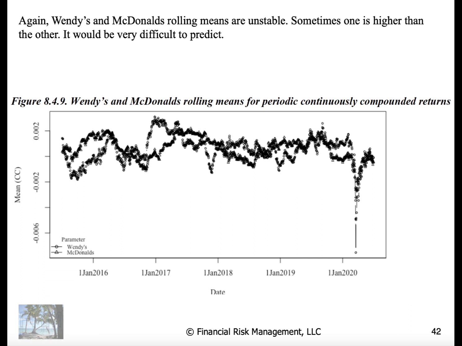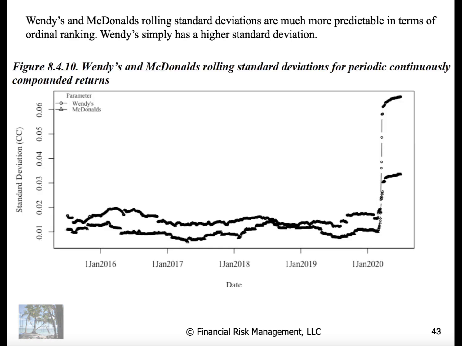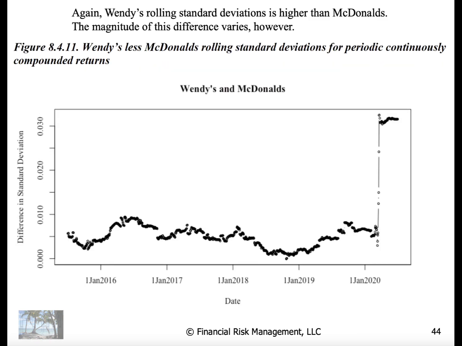Clearly, when we compare the continuously compounded means between Wendy's and McDonald's, it's just extremely difficult to predict which will be higher than the other. They bounce around quite a bit. When we examine the standard deviation, however, a completely different picture emerges. Clearly Wendy's has a higher standard deviation than McDonald's, I believe, in every single case. And if we look at the difference between Wendy's less McDonald's, what we observe is that the difference in the standard deviations is always positive. And so this turns out to be very important, that the standard deviation is a much more consistent parameter when it comes to financial data when compared to the mean or higher order moments like skewness and kurtosis.